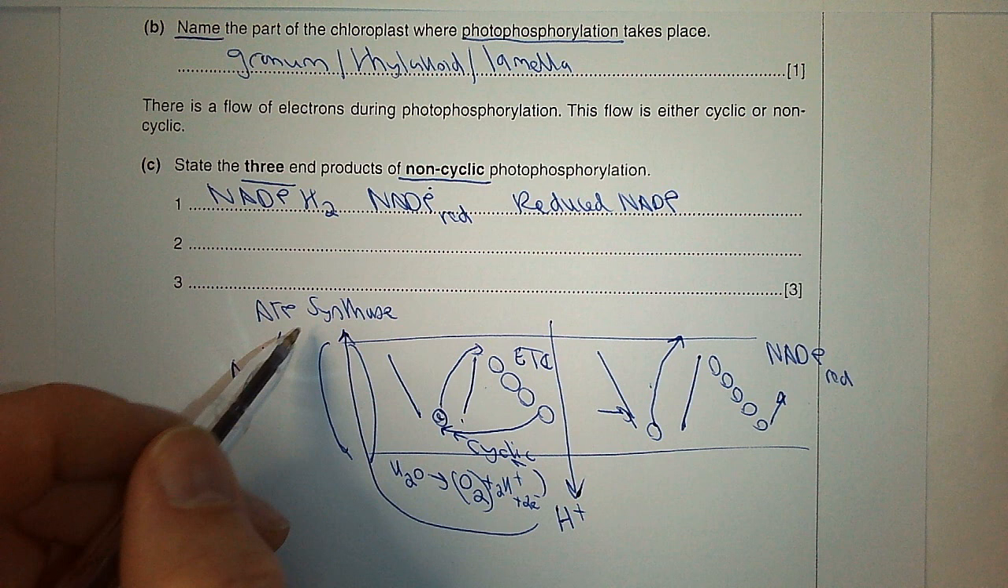If this question was about cyclic phosphorylation, then the only end product of cyclic phosphorylation is ATP, because the electrons don't end up joined to NADP, they're recycled back into the photosystem, and because we don't need to replace the electrons with photolysis of water, the end product is not oxygen either. So only ATP is produced in cyclic photophosphorylation.